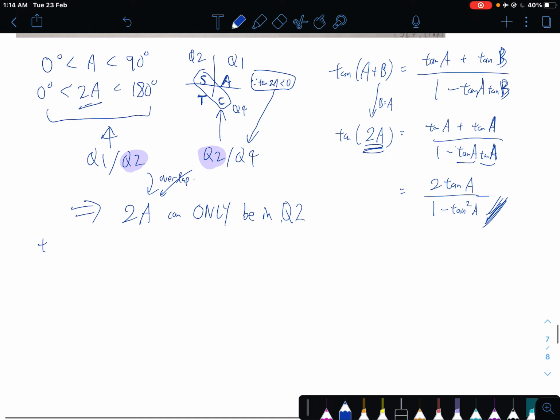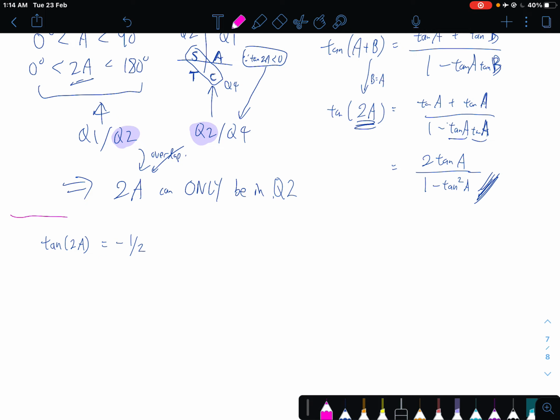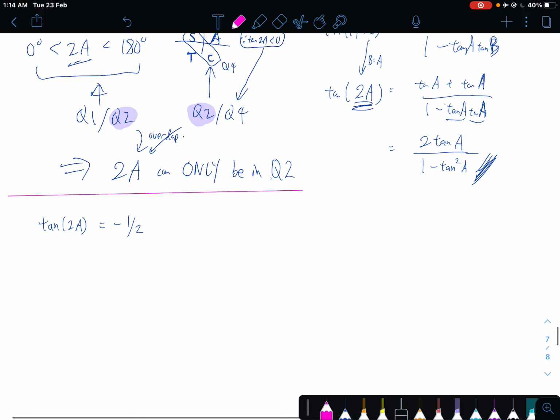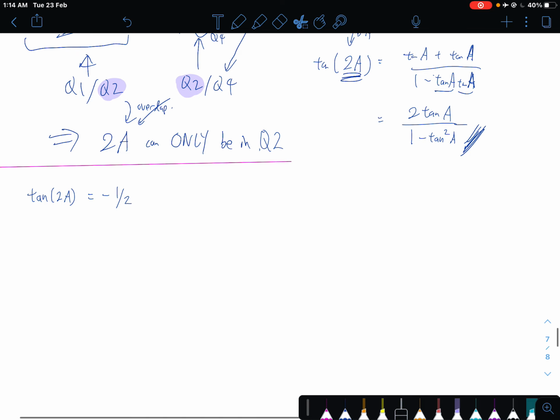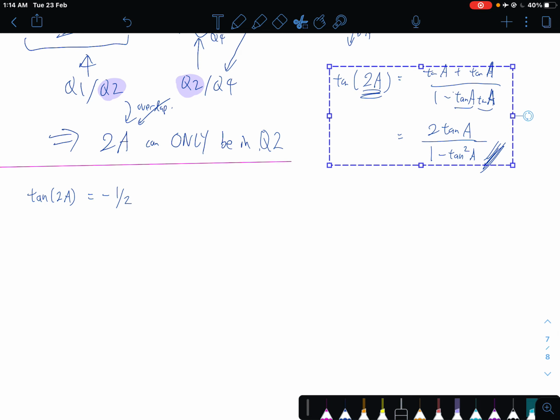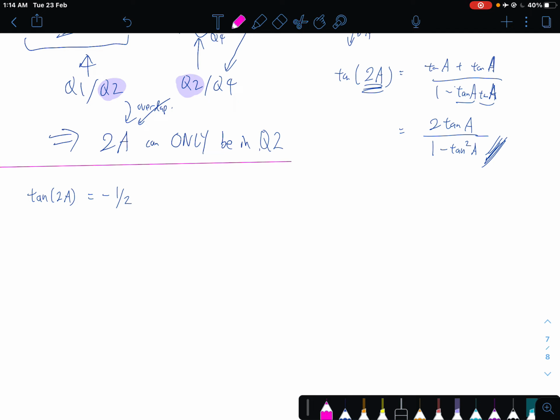They give us tangent of 2A is equal to negative half. Let me just bring it down, and let me draw a line to separate my working. Now tangent 2A is equal to negative half, but we also know that we have this identity. How can we make use of this identity? Very simple. We just have to replace this one with that guy. All we need to do is copy, paste, and replace. Copy this part, then replace the left hand side.